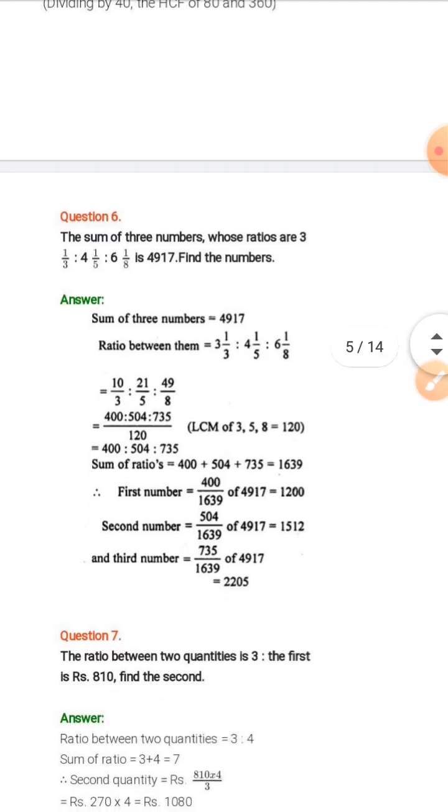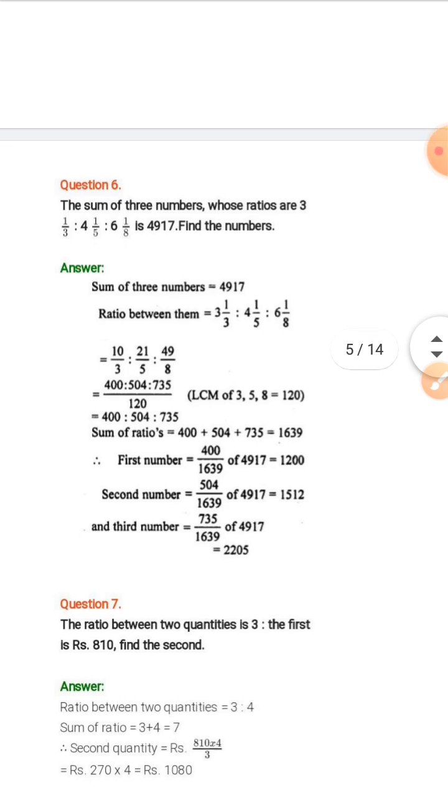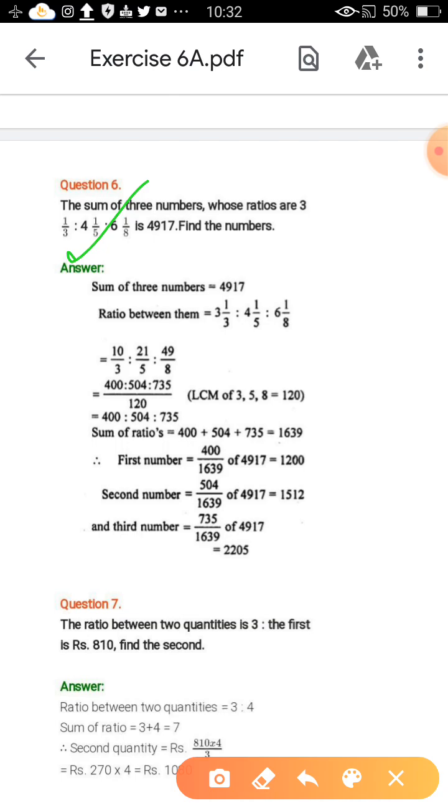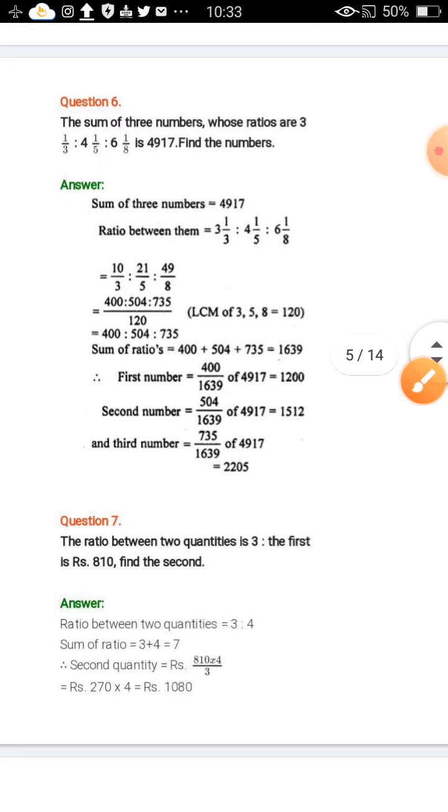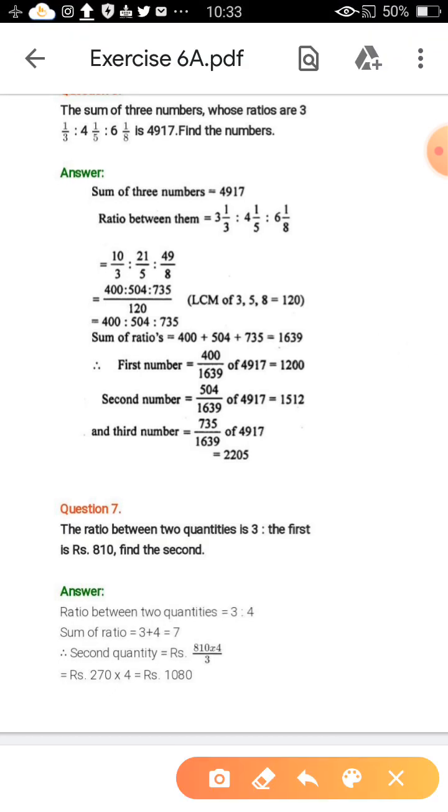See the next problem. The sum of three numbers whose ratios are 3 integer 1 upon 3, 4 integer 1 upon 5, 6 integer 1 upon 8 is 4917. Find the numbers. We have to find the numbers. So first find the sum of the three. The sum of the three is given. How much? 4917. Then the ratio between them.